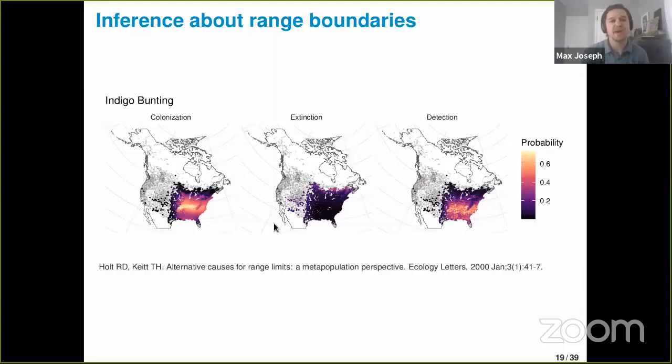Another nice feature of these models is we're estimating parameters that we really care about, right? So like colonization and extinction, and this allows us to make inference about range boundaries. For example, one theoretical expectation is that range boundaries exist because of gradients in colonization and extinction. And for most species, the output from this model is consistent with this theoretical expectation. At the boundaries of species ranges, colonization tended to be low and extinction tended to be high. And from my perspective, one neat thing about this is we're estimating these colonization and extinction parameters while accounting for imperfect detection.